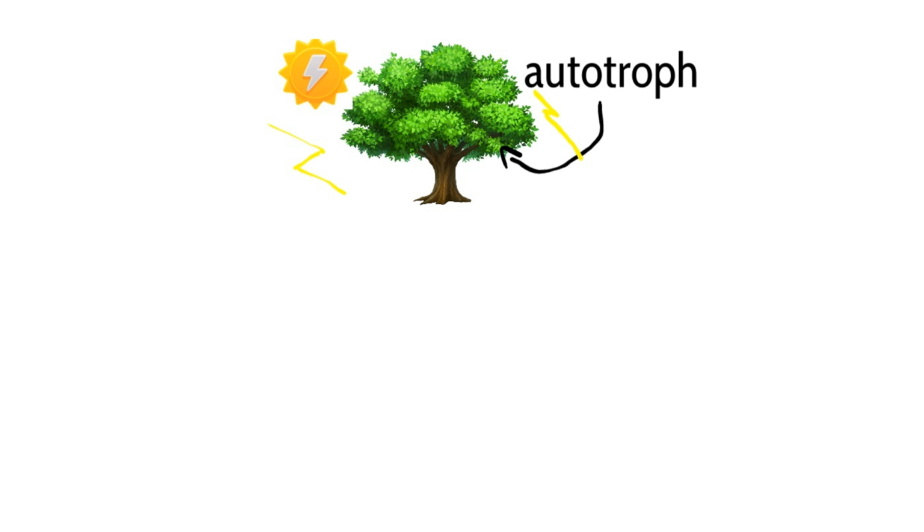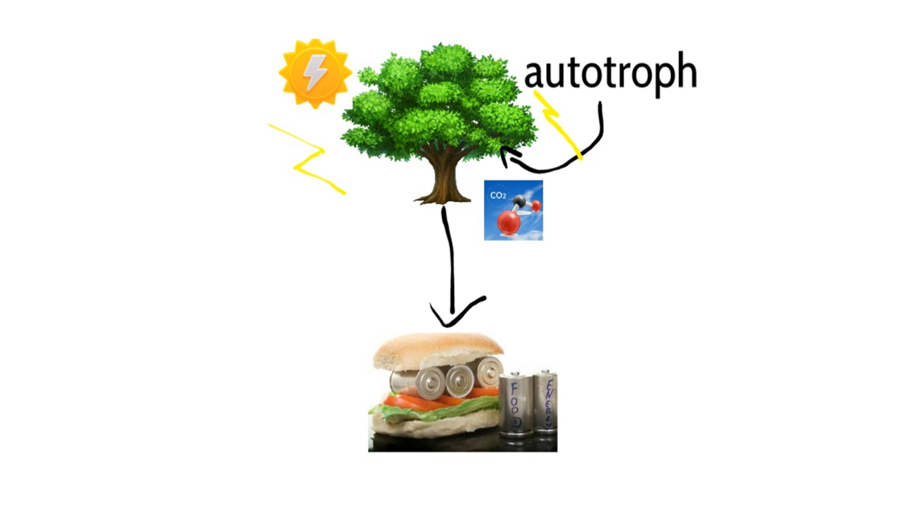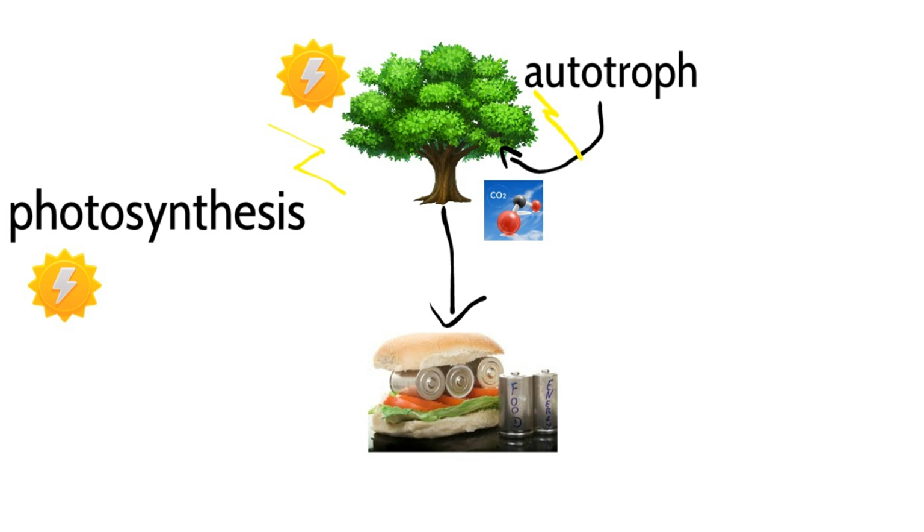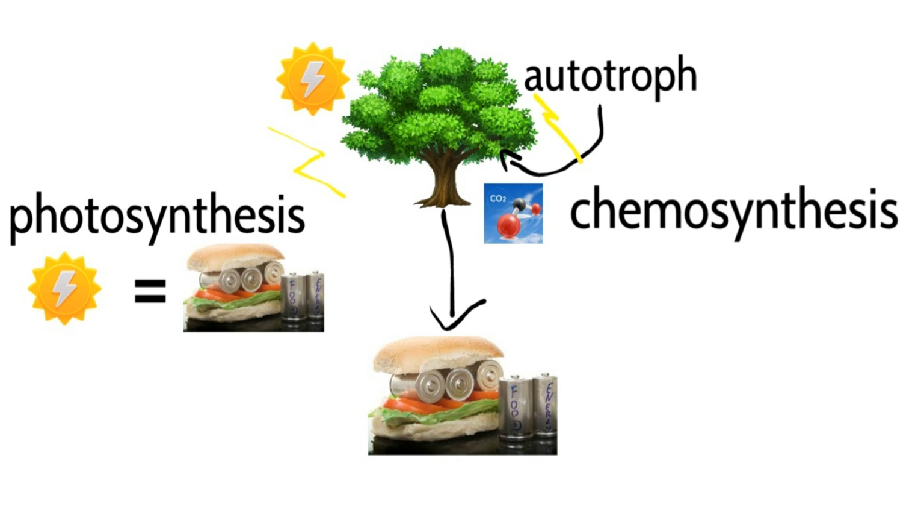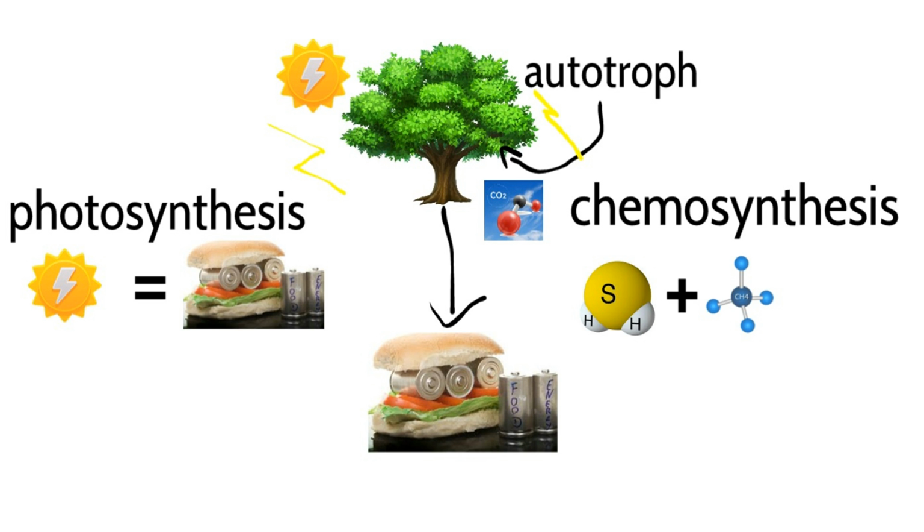Primary producers. Primary producers are autotrophs that convert energy around them, such as sunlight energy and carbon dioxide, into usable food energy for their own usage through photosynthesis, converting sunlight into energy, or chemosynthesis, converting inorganic materials into organic energy.